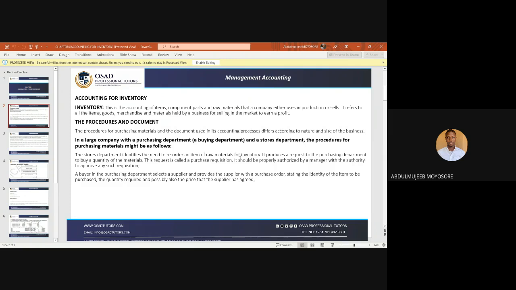Now it's telling us that the procedures to purchase materials and the documentation differ in respect to the kind of company it is. What you're telling us is that in a large company, now, me and you, let's say we have a small company, are you there? Yes, sir. And we run, let's say, production of liquid soap. Okay, sir.